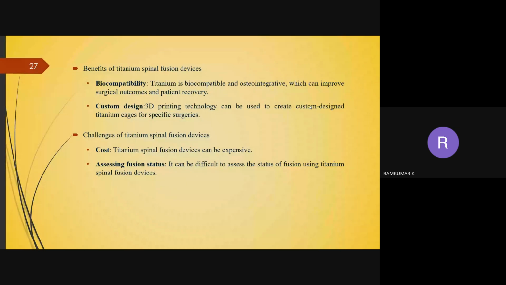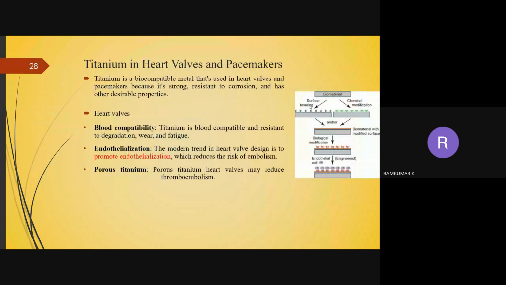So the cost is more. These are the challenges. The rest of the things we have seen already: the biocompatibility, and that it is easily 3D printed.